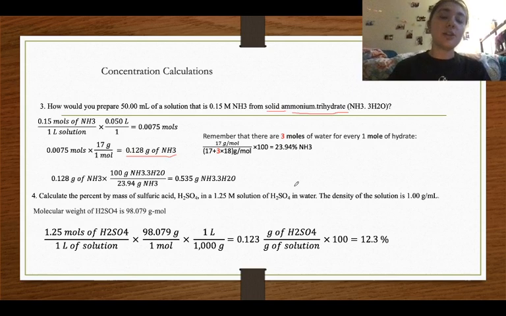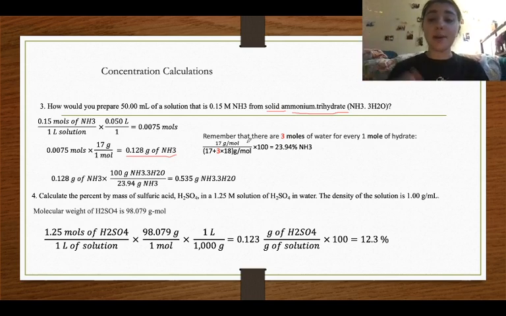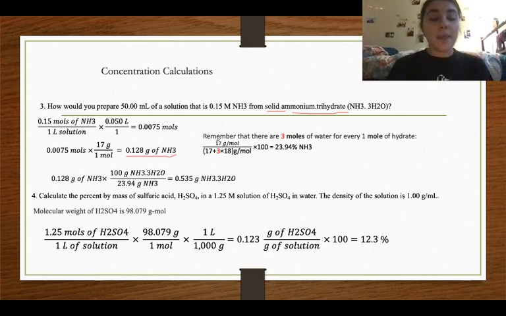And I like percentage ratios because then it's 100 to a number. So how am I going to do that? Well, I'm just going to make it a fraction and then multiply it by 100 to get a percent. So I take 17 grams per mole, that's the mass of the ammonia, and divide that by the mass of this ammonia trihydrate.